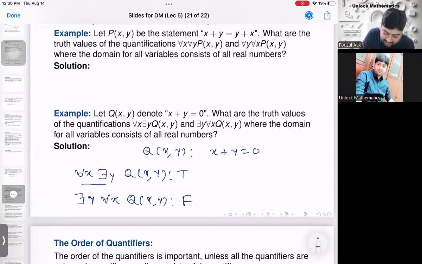So see how the orders matter. Correct? So the order of quantifiers actually matters. It can change the truth value. Whereas in this case it is true, in this case it is false. I hope these are clear to you.